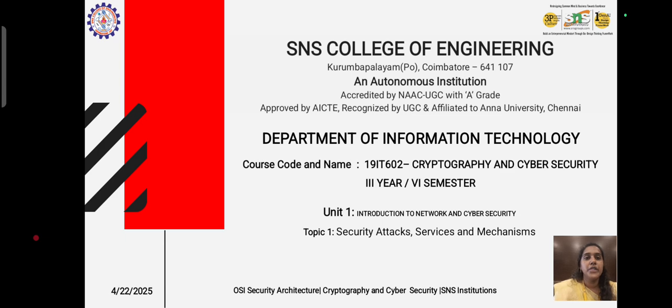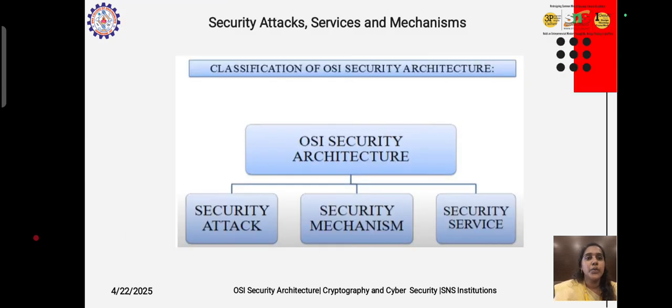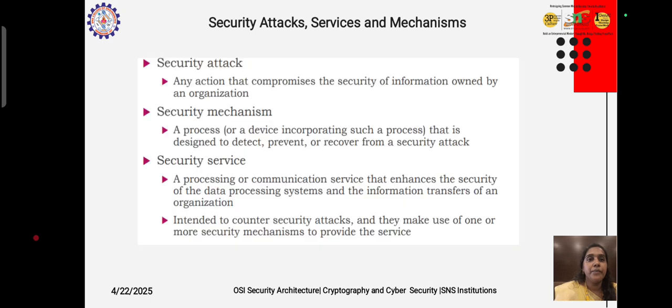Today we are going to see about the security mechanism, which comes under the OSI Security Architecture. In the last video, we recalled the classification of OSI Security Architecture, which mainly consists of security attack, security mechanisms, and security services. We have seen that a security attack is any action that compromises the security of information owned by an organization.